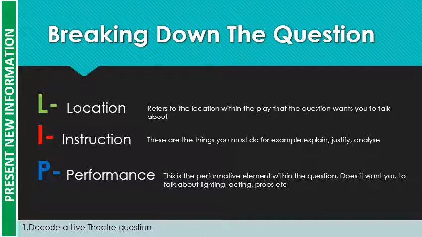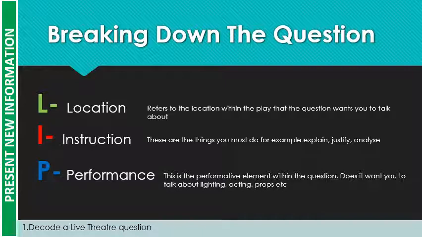Now, the L, which is location, refers to the location within the play that the question wants you to talk about. So if it said at the beginning of your play, you would know that you can only talk about the beginning. If it says the live theatre production, you know you can talk about the whole thing. If it says choose one moment, you know that you can only choose one scene. So L stands for the location.